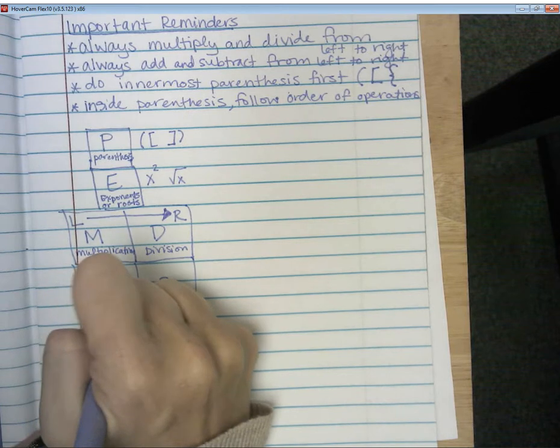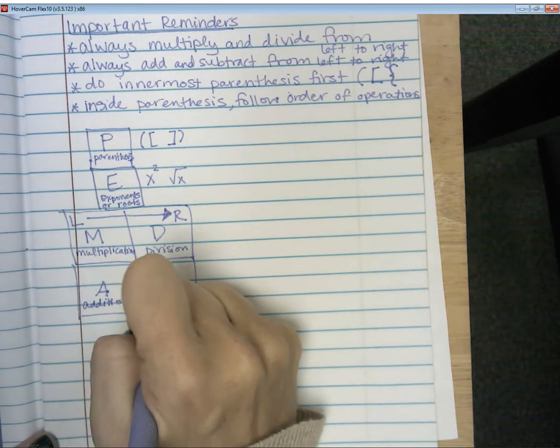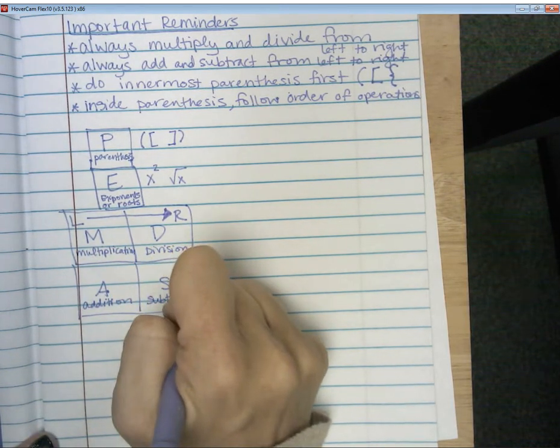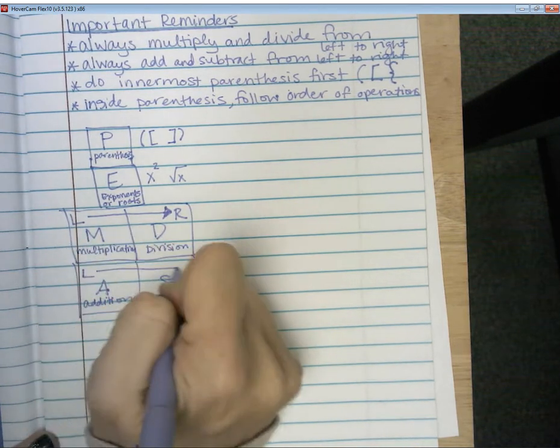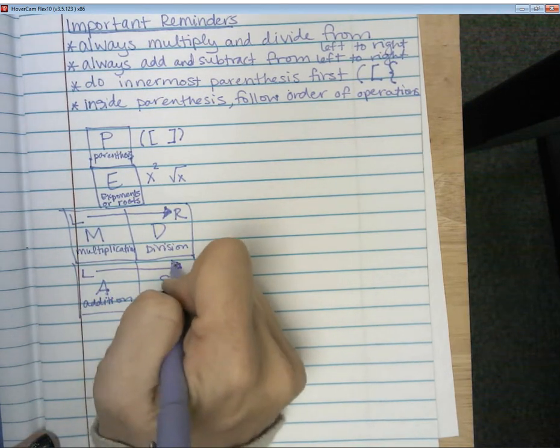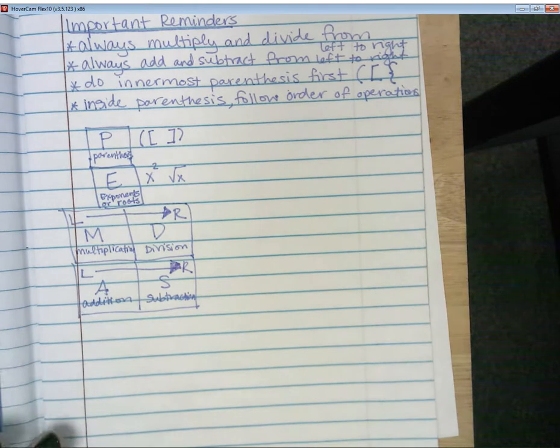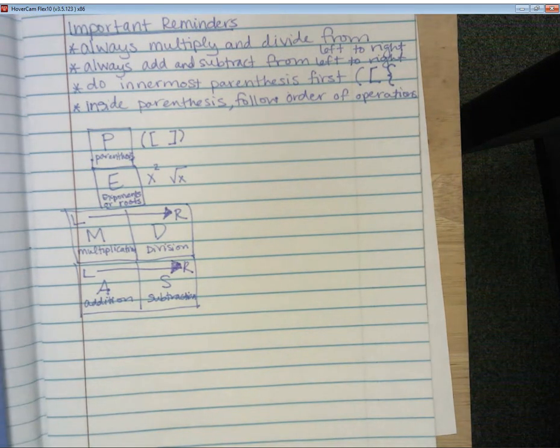So we have addition and subtraction. And we're also going to do the left to right because that's really, really important. So multiplication and division go together, and addition and subtraction go together because they're kind of like partners.